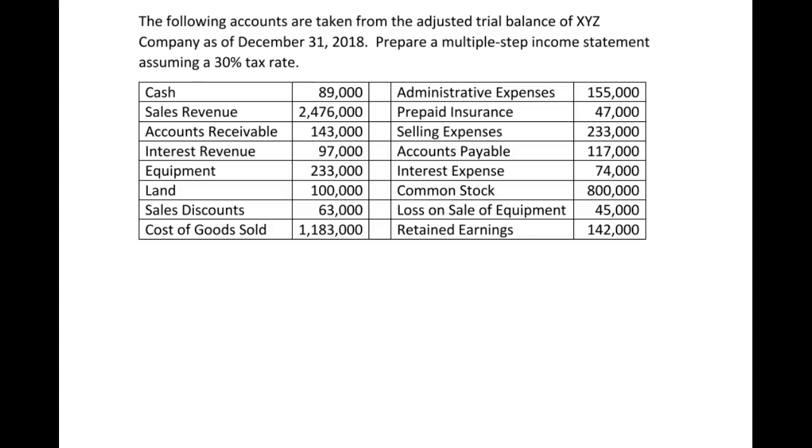So we're doing an income statement. So cash is not going to be on the income statement. It's on the balance sheet. Sales revenue, that will be on the income statement. Accounts receivable is an asset. It will not. Interest revenue will be. Equipment and land, both will not be included.